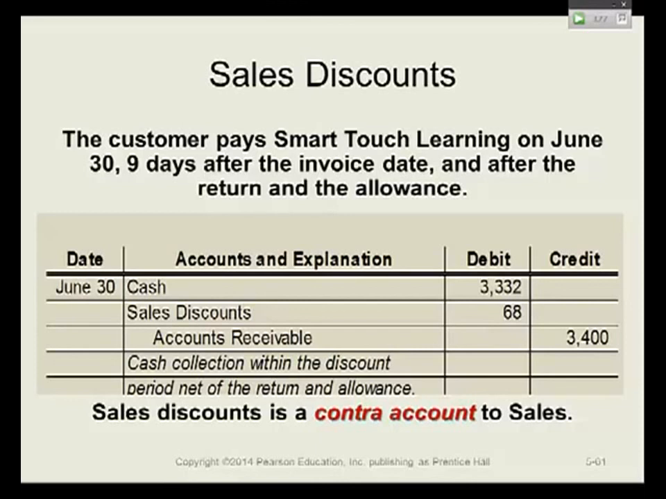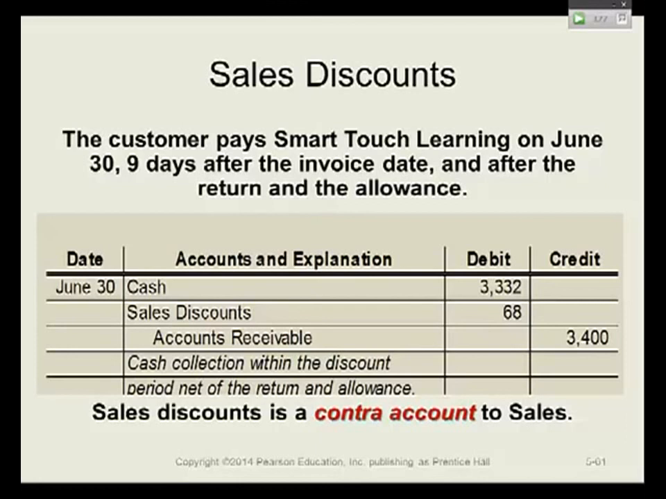So that when we go back now to the ledger, we now have another contra account, which is sales discounts. And this was on 6/30, paid within the discount period, it's 68, and then of course, you paid off the accounts receivable. So accounts receivable is fully paid off.